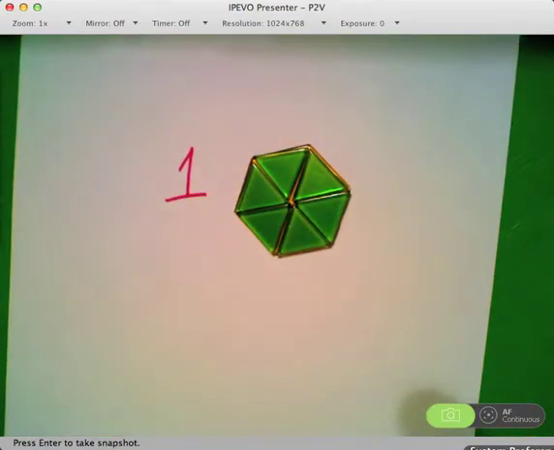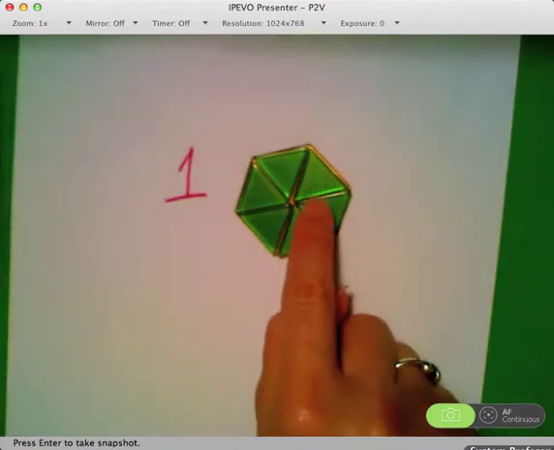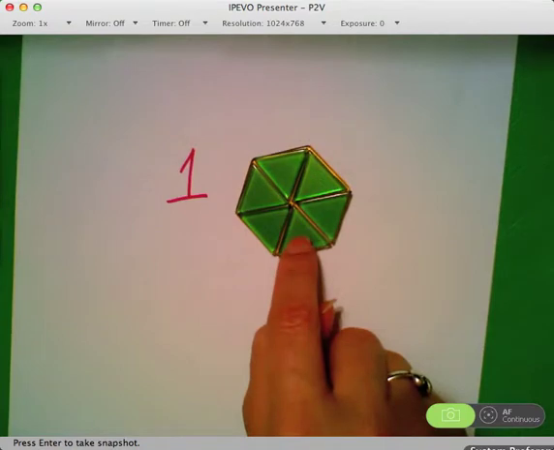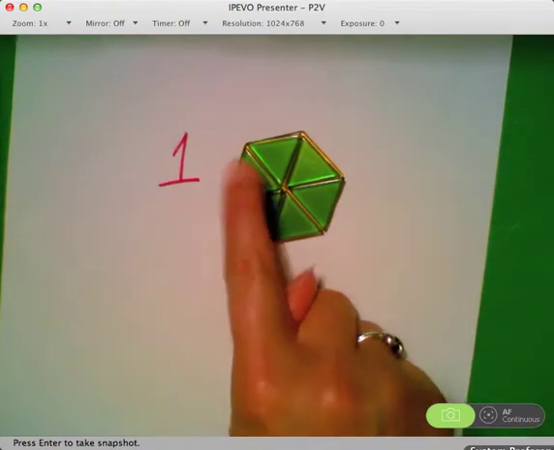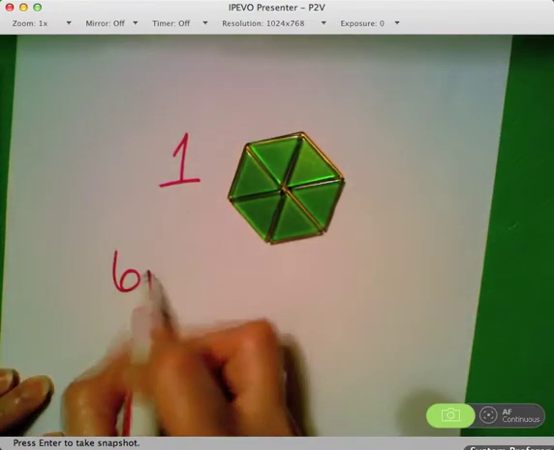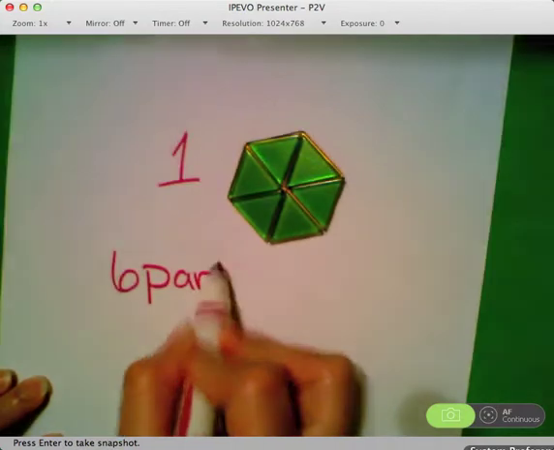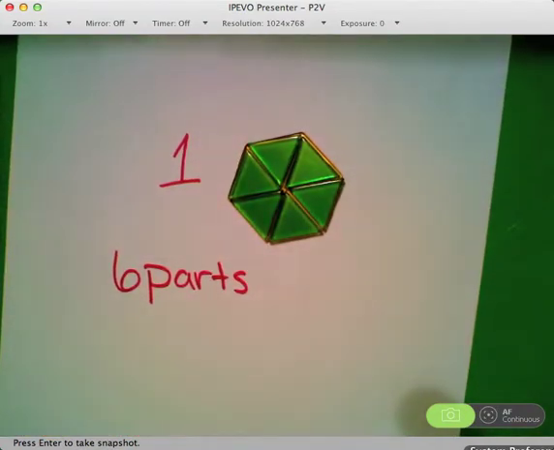Okay. So now our hexagon is separated into how many equal parts? 1, 2, 3, 4, 5, 6. We have 6 parts. Wow. 6 parts.